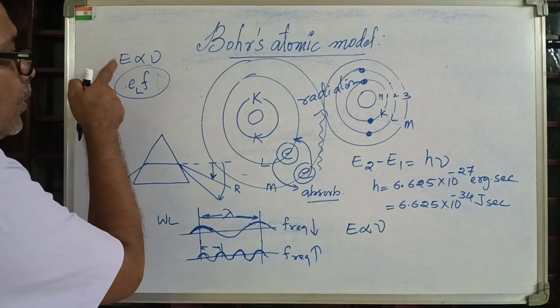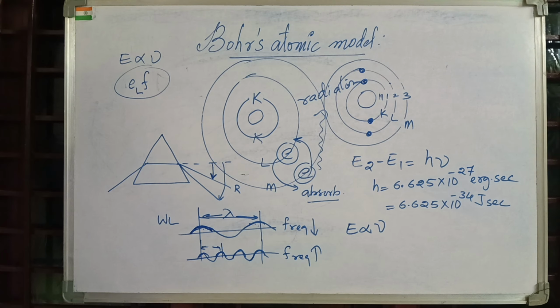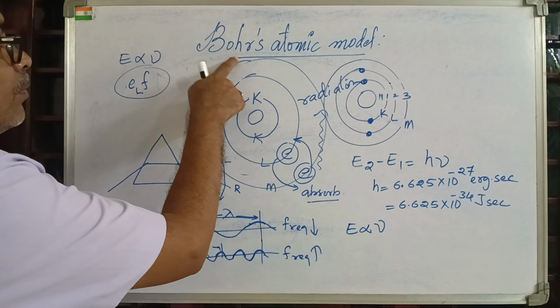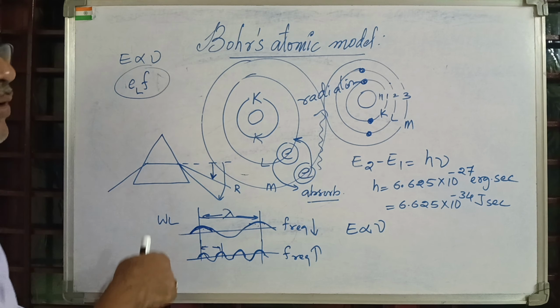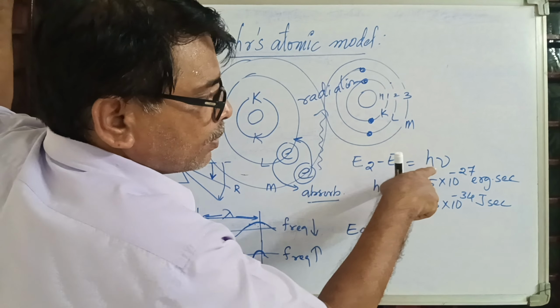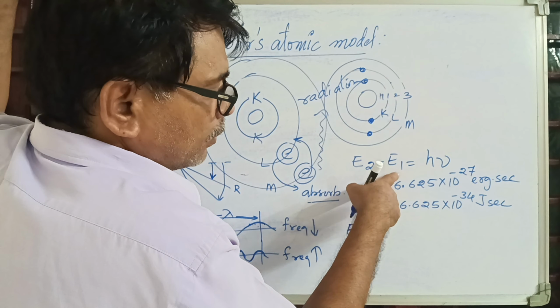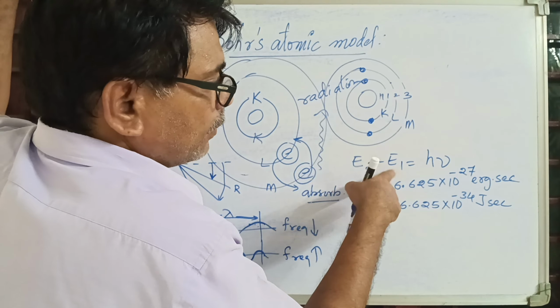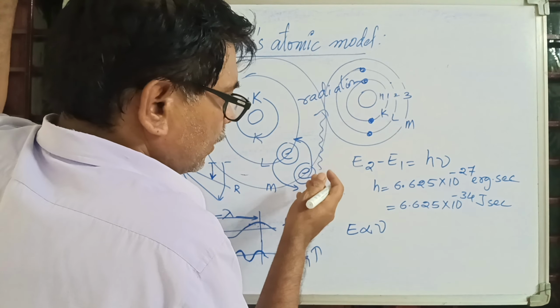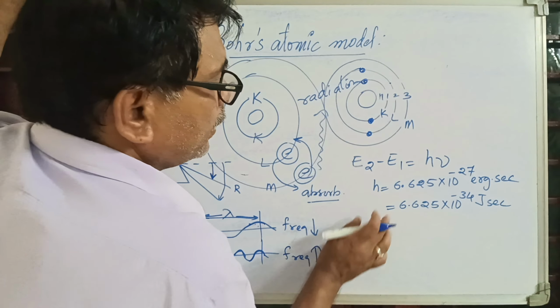So based upon this, Bohr's model is stated. Bohr's model has come based upon this Max Planck equation only. E is proportional to nu. So you come across that point here. E is proportional to nu. E2 is the higher energy state. E1 is the lower energy state. So when an electron jumps from higher to lower, it emits energy in the form of radiation.